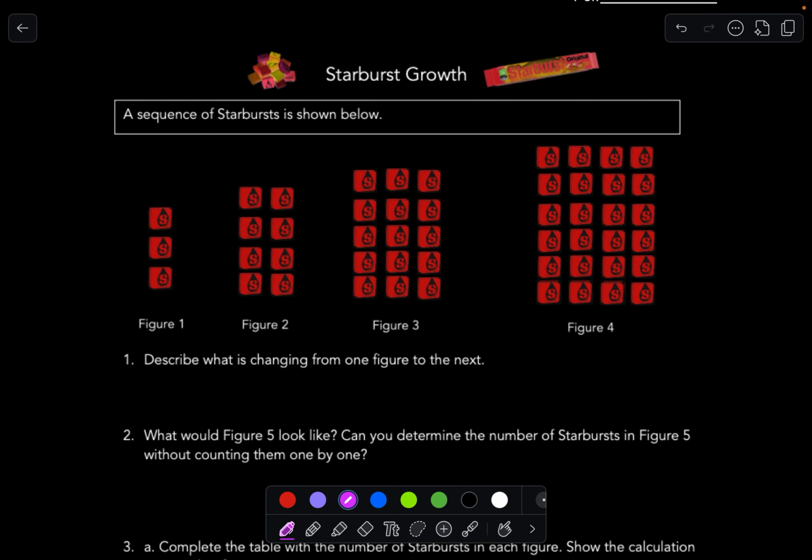We have an array of starbursts. I'm not a big starburst fan. I've never liked them that much, but I know a lot of kids like them.